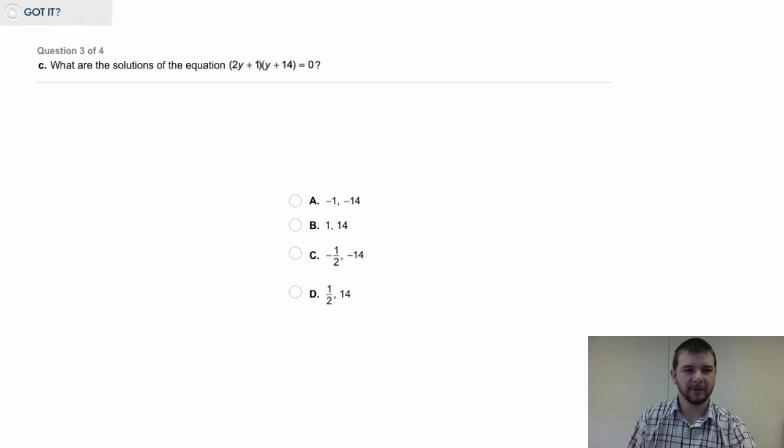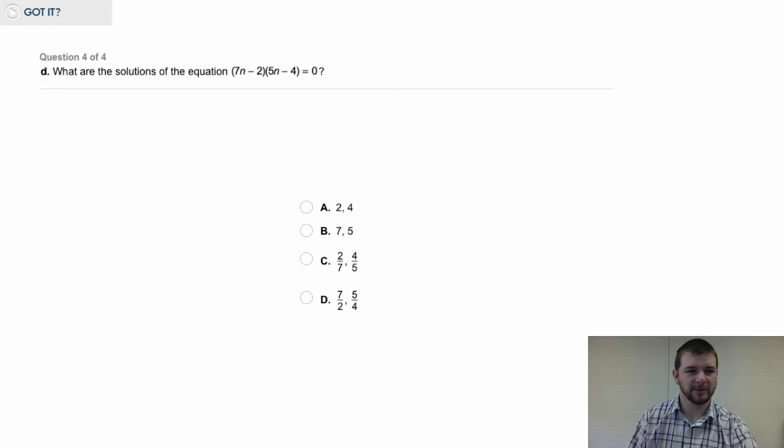Got it? Question 3 of 4. What are the solutions of the equation the quantity 2y plus 1 times the quantity y plus 14 equals 0? Work carefully and make your selection from the choices below. And got it? Question 4 of 4. What are the solutions of the equation the quantity 7n minus 2 times the quantity 5n minus 4 equals 0? Work carefully and make your selection from the choices below.